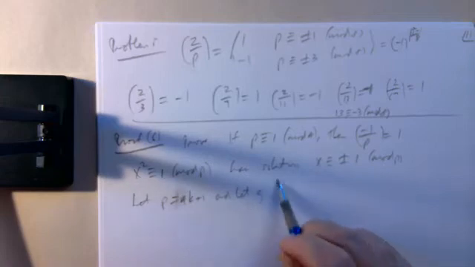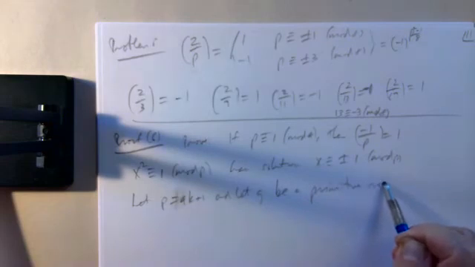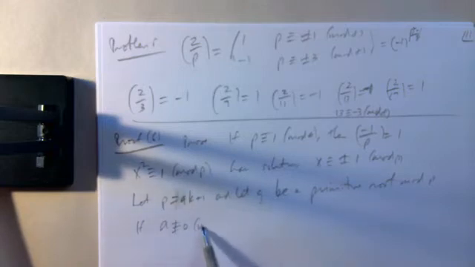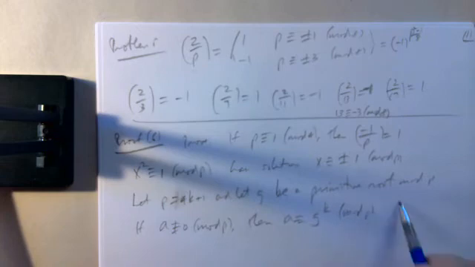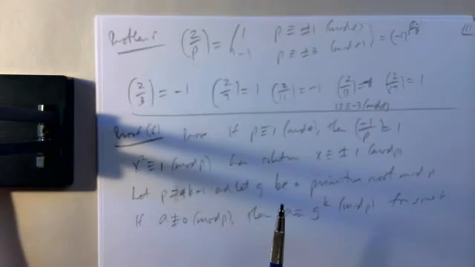And let G be a primitive root mod P. That means that if any A is not congruent to 0 mod P, then A is congruent to G to the K mod P for some K. The powers of this primitive root give every congruence class mod P.